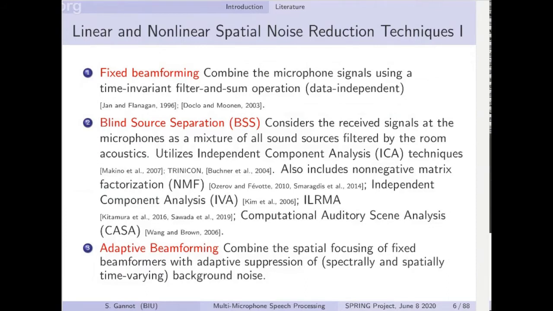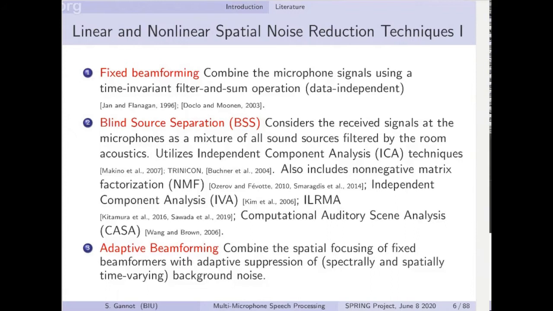Another family of algorithms is the blind source separation family, which encompasses several types of algorithms, especially independent component analysis, imposing independence between the signals, with many versions, second order and higher orders. Some of them are listed here. Other algorithms related to this concept are non-negative matrix factorization and independent vector analysis, which is an extension of independent component analysis in which all the frequency bins are treated together.